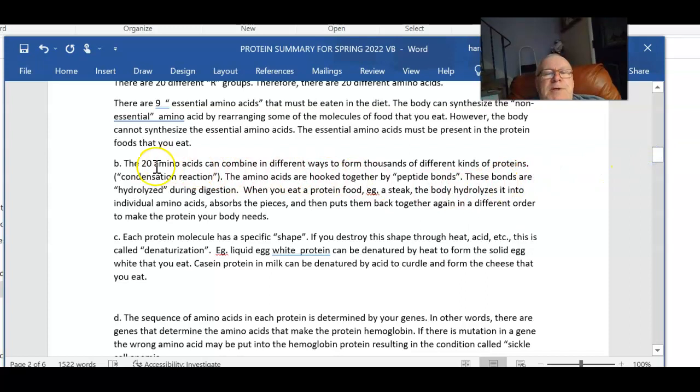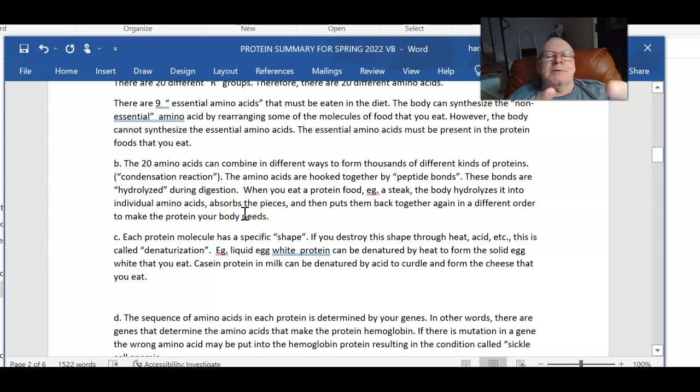Okay. These 20 amino acids can combine in different ways to form thousands of different proteins. I mean, just think about it. If they were like 20 letters of the alphabet, how many different ways can you put together 20 letters of the alphabet? Lots of different ways. Well, just think of the same thing with the amino acids. 20 different amino acids. You can put them together in lots of different ways, so you can wind up with lots of different proteins, from hemoglobin to lactase to collagen. All sorts of different proteins can form from the 20 amino acids.